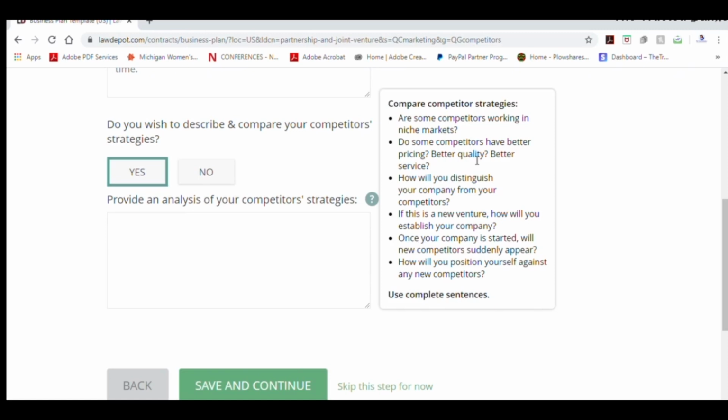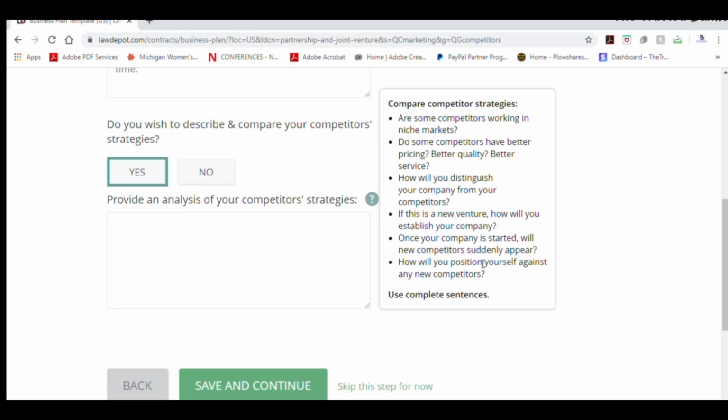How will you distinguish your company from your competitors? This is an important question because it shows that you know what your competitors are doing in the marketplace to generate revenue and how you will come into the marketplace to show how you're different, especially in a niche market. If this is a new company, how will you establish your market? How will you establish yourself in the market, especially if you have competitors?